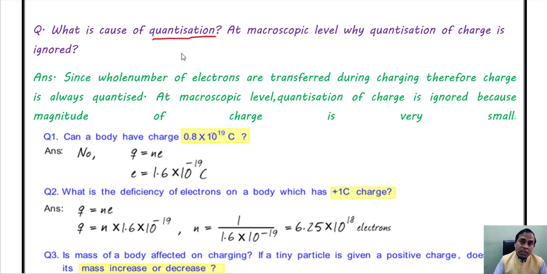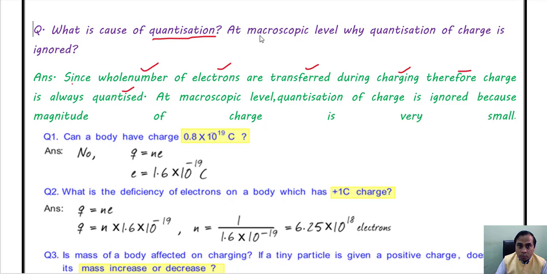So what is the cause? Because in the process of charging, only one electron or two electrons or three electrons, that means in whole numbers, the electrons will be transferred from one body to another body. It's not possible that you transfer 2.5 or 3.2. These electrons cannot be transferred. Either 3 electrons will go or 4 electrons will go. So that's the reason for quantization. Since a whole number of electrons is transferred during the process of charging, therefore the charge is always quantized.